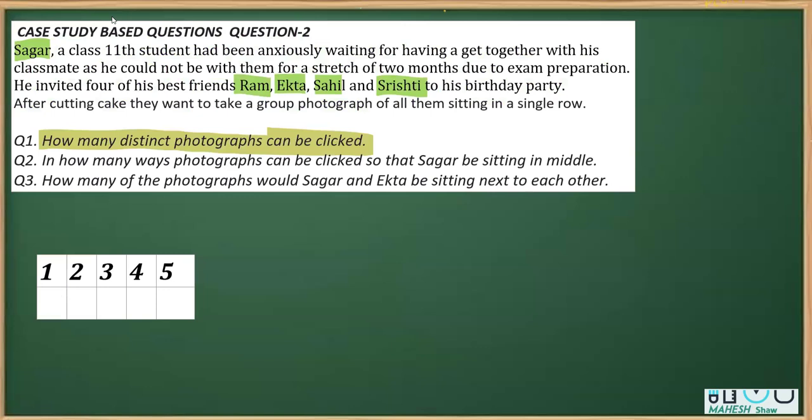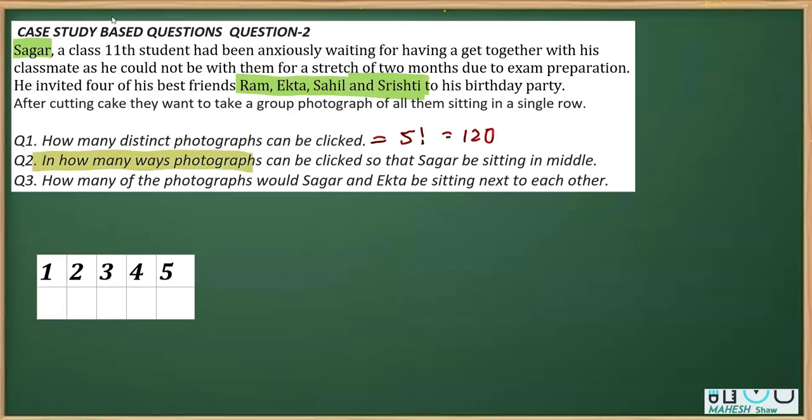So 5 people can be arranged in distinct ways, and the number of ways by which they can be arranged is 120. So this is 5 factorial, which is equal to 120. Now let's read the next part.